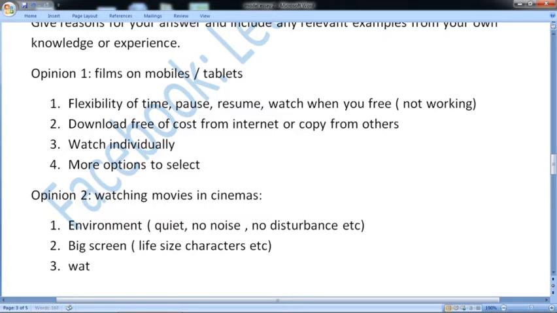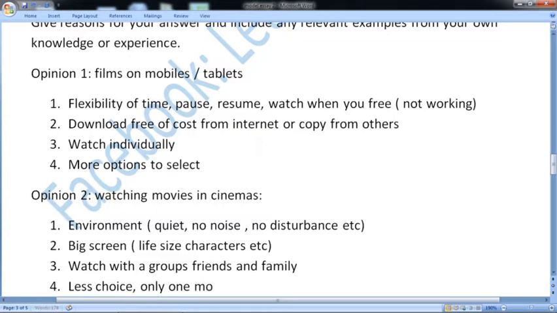You can watch with a group of friends and family. Other is, this is not an advantage, but there is something: less choice is there, only one movie at a time.